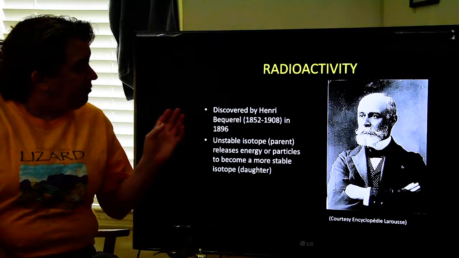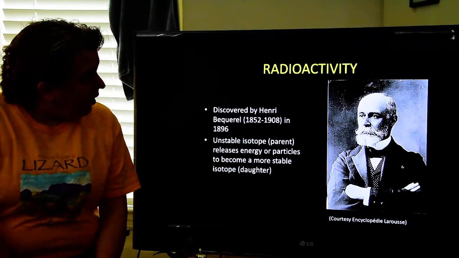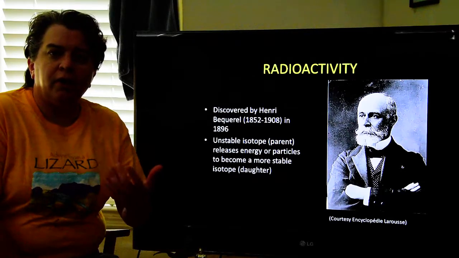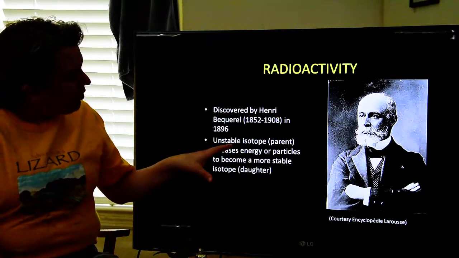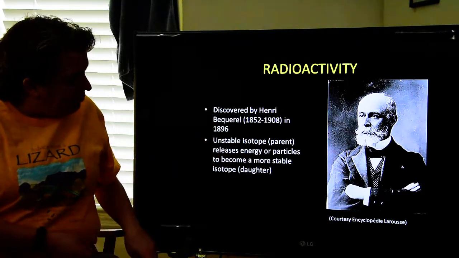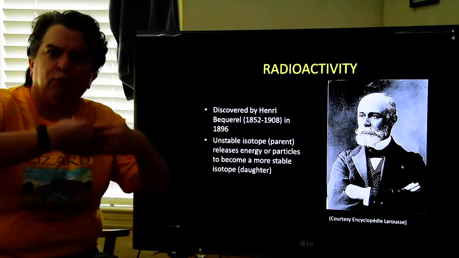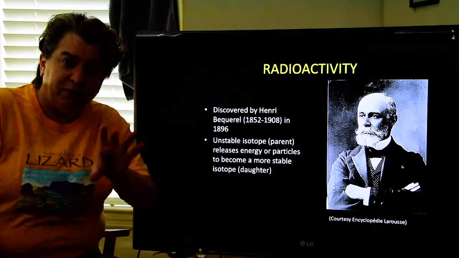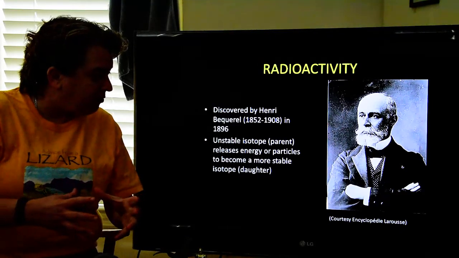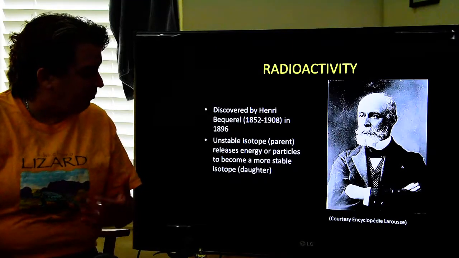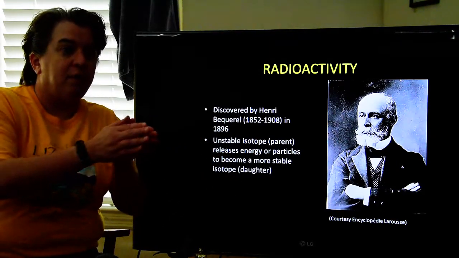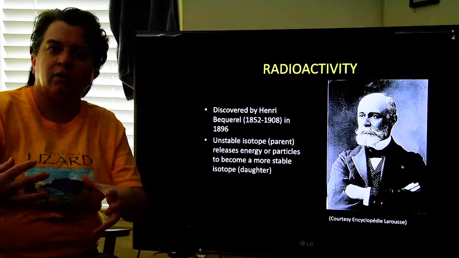Now, radioactivity was discovered by Henri Becquerel in 1896. What happens when we talk about radioactive decay is that you have an unstable isotope called the parent, and it is going to spontaneously decay or break apart. So the atom breaks apart. This is called fission. When this happens, it releases energy or particles and turns into a more stable isotope, which we call the daughter. So basically, the parent breaks apart, gives off energy, becomes a daughter.